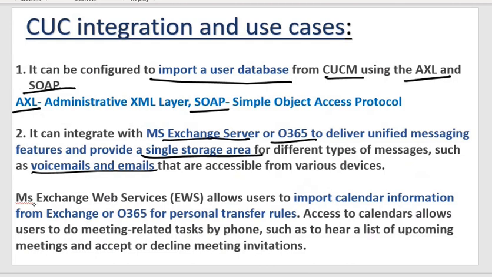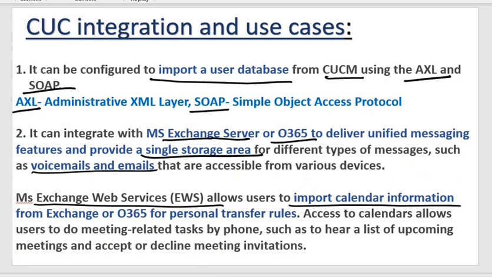Then it can be integrated with Exchange Web Services. It allows you to import calendar information. So when you're using Jabber, you can see that at a particular time you have a meeting. On the Jabber client, you will not automatically get any information about meetings which are already scheduled. You have to integrate it with the Exchange web server. So if you have any meetings on your Outlook, at that particular time it will show you in your Jabber client, in your voicemail client, that you have a meeting at that time.